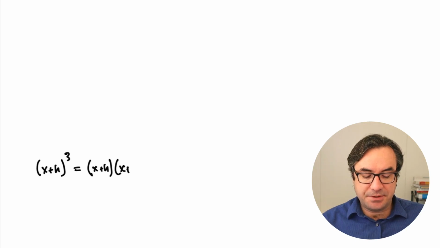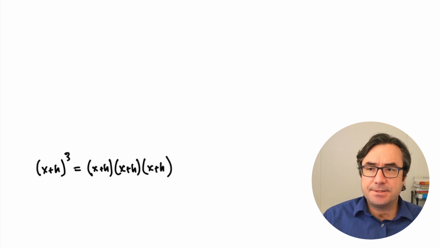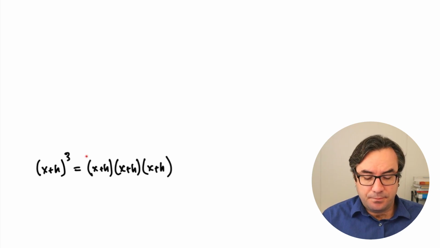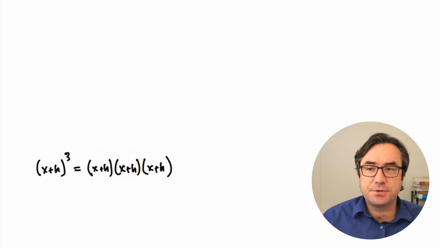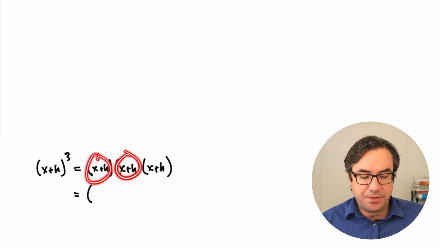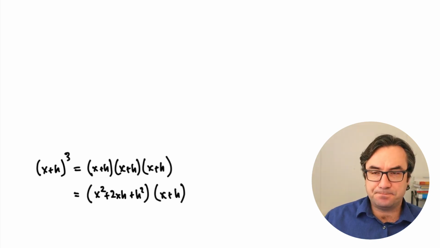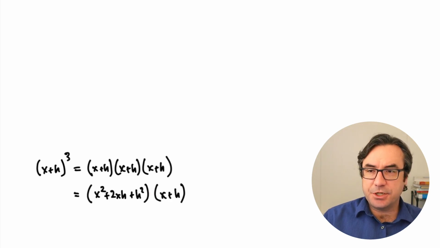So we have 3 copies of x plus h. We're just multiplying them all together. There we go. And to do this, just start with the first 2. Multiply those together. And we did this in class. And when we multiply the x plus h with the x plus h, we're getting x squared plus 2xh plus h squared. And then we still have this x plus h. All right. So we still got to do the multiplication here.